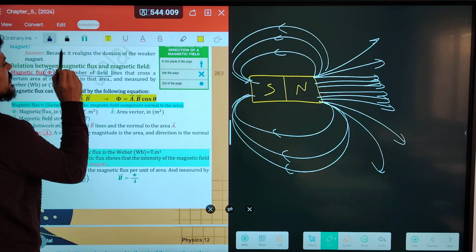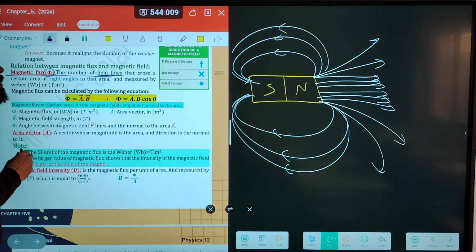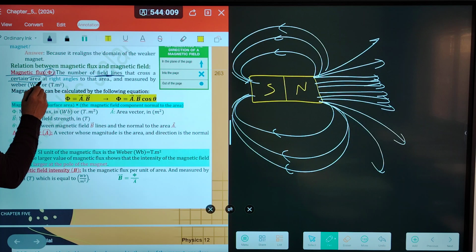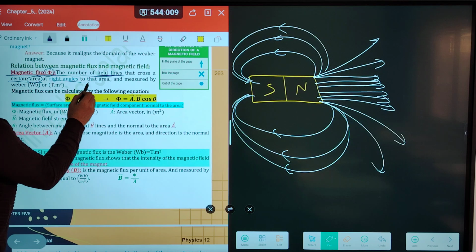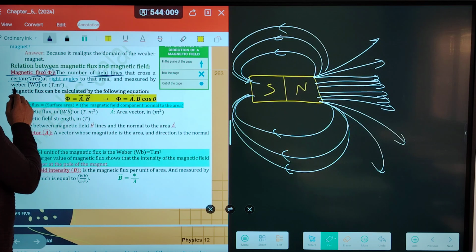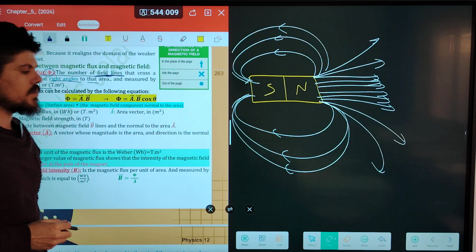The number of field lines. Number of what? Field lines that cross what? A certain area. Cross a certain area at the right angle to that area, and measured by what? Weber or Tesla meter square.